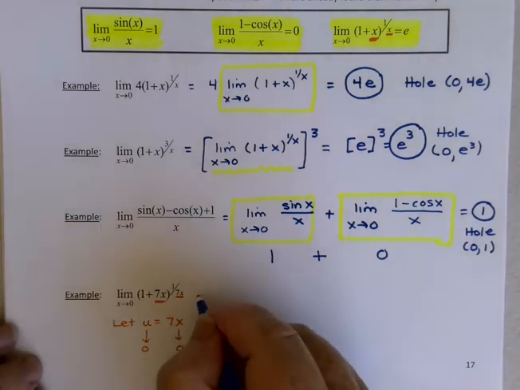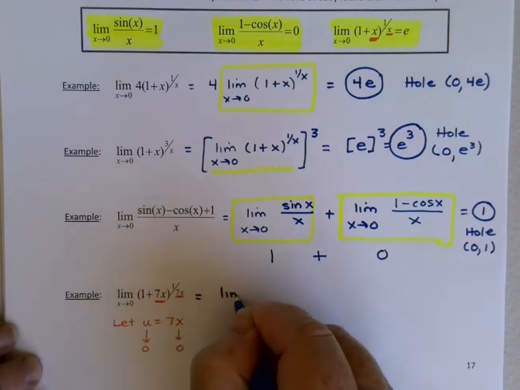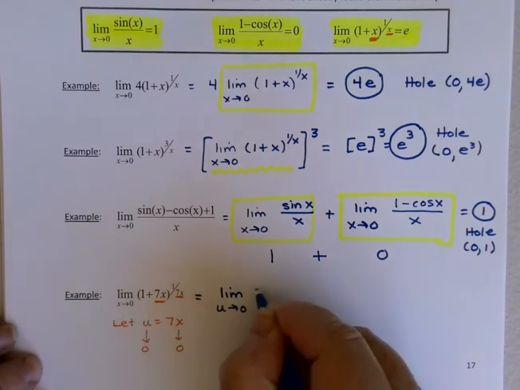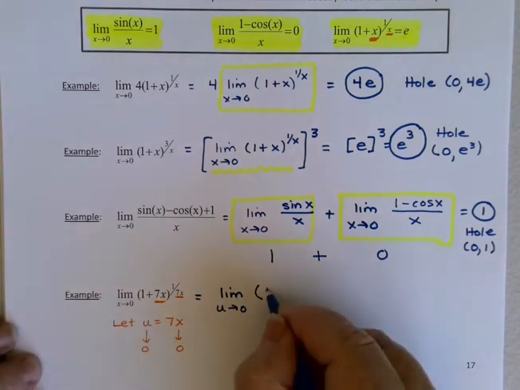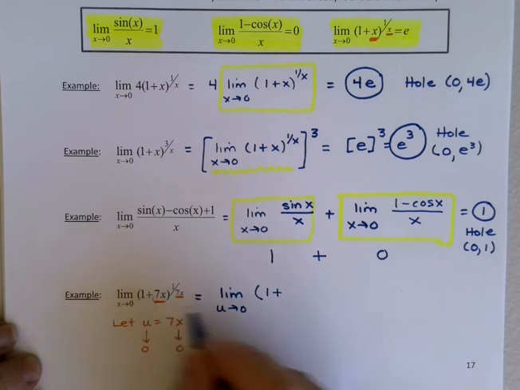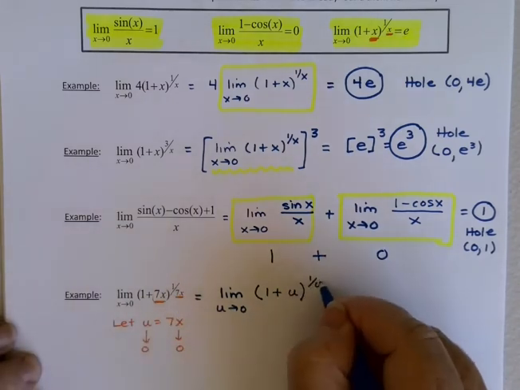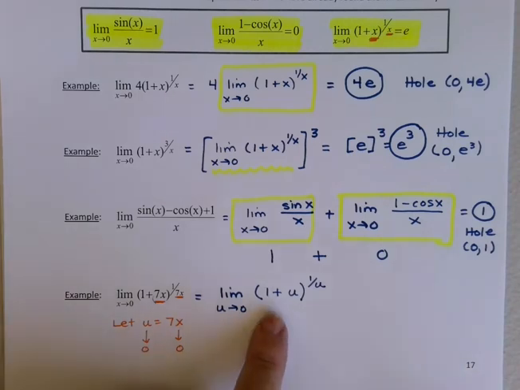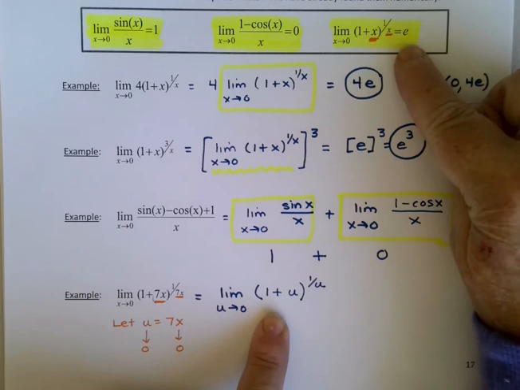And I'm just going to rewrite this limit. Let's let u approach 0. And my limit is now 1 plus u to the 1 over u power. Other than the fact that I've used a different letter, which really doesn't matter, this limit is now an identical match for that one. And therefore its value is just e.